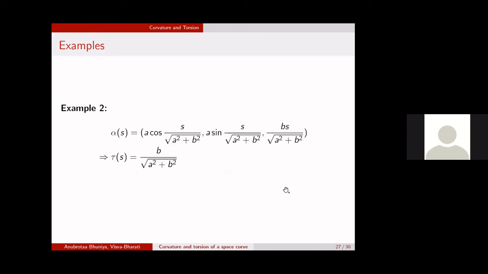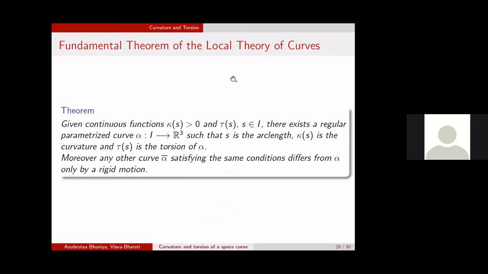Okay, so finally there's a theorem, the fundamental theorem of local theory of curves, which is actually saying this physical thing mathematically: if we know how to bend a straight line and twist a straight line in a particular way, then we can get a unique curve. And what is the straight line here? Here, the straight line is the total length of the curve, which is the interval in which the arc length parameter s is moving.